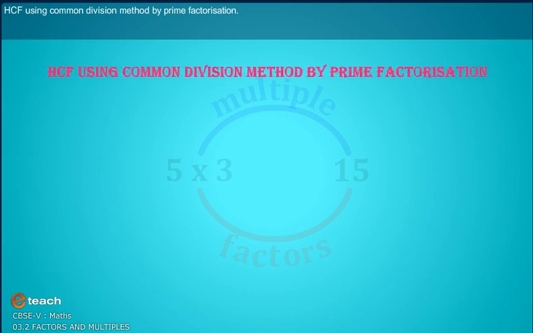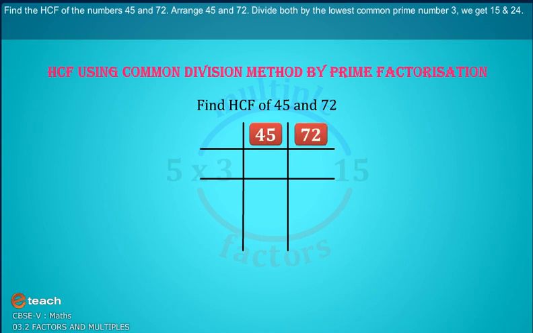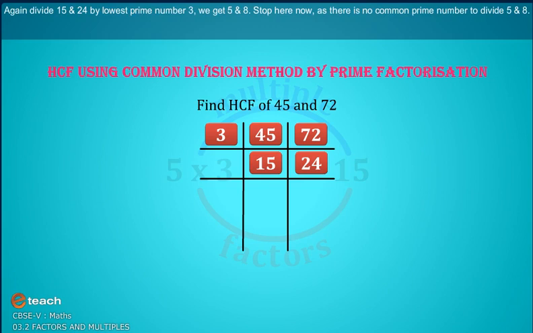HCF using common division method by prime factorization. Find the HCF of the numbers 45 and 72. Arrange 45 and 72. Divide both by the lowest common prime number 3. We get 15 and 24. Again, divide 15 and 24 by the lowest prime number 3. We get 5 and 8. Stop here now, as there is no common prime number to divide 5 and 8.